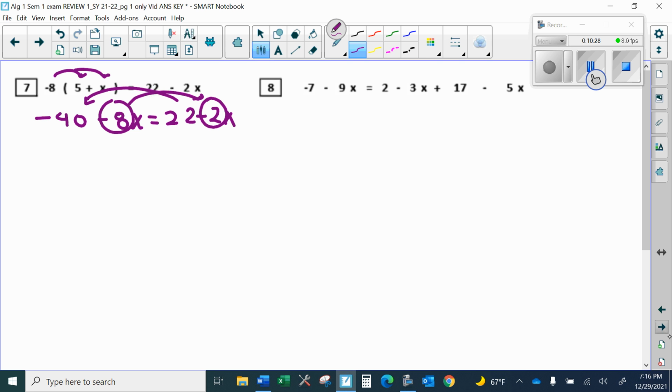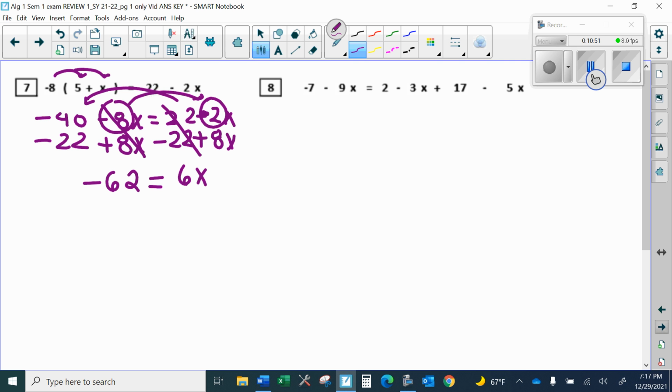So how do I move negative 8x across? To do the opposite operation, plus 8x. How do I move 22 across? The opposite operation, minus 22. That gives me 0, that gives me 0. So I get 8x minus 2x is 6x. Don't forget that minus sign there. And negative 40 plus negative 22 is negative 62. Remember the same signs, you add and keep the same sign.